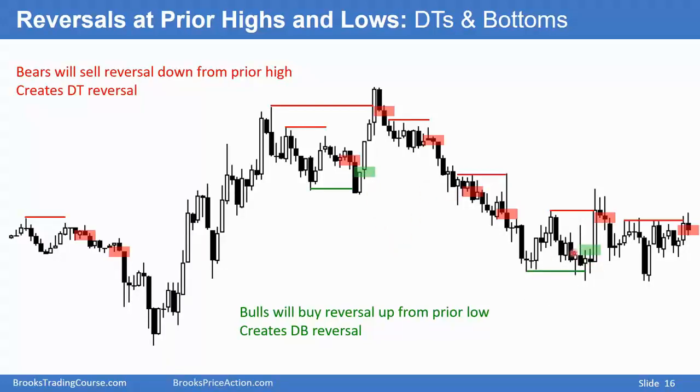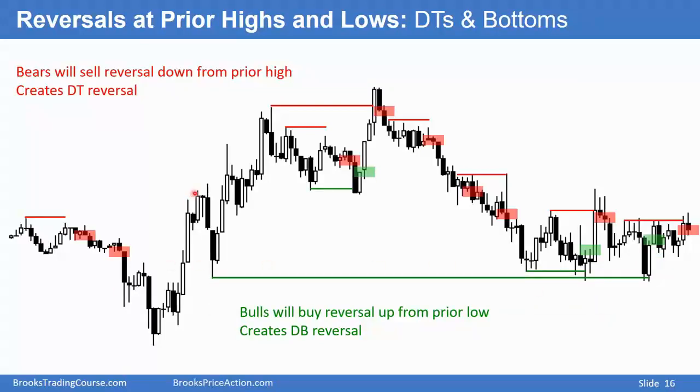Bear trend, trying to resume down. The bulls bought, and they bought again. The bears tried to reverse down and failed. Double bottom, this low and that low, and micro double bottom, this low and that low, a bull bar. Traders will buy on a stop right here.